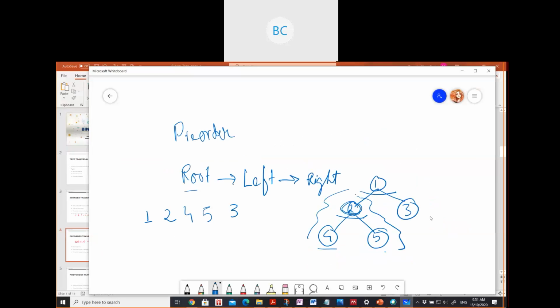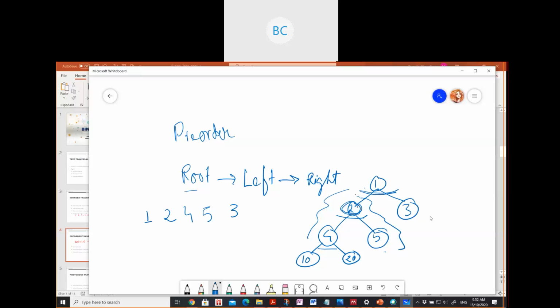So in this case, if I just add 10 more, what will be the answer? 1, 2, 4, 10, 20. Okay. So in this case, this portion will remain the same.